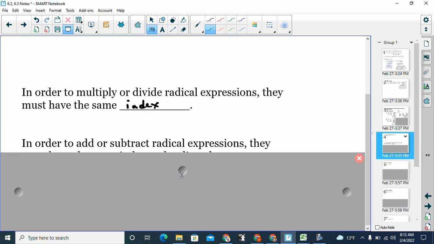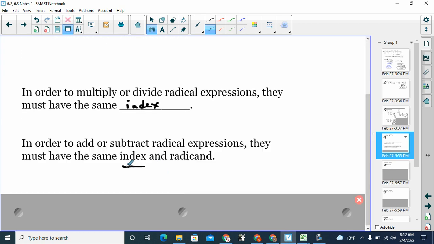In order to add or subtract, not only does the index need to be the same, but the radicand needs to be the same as well. The coefficients don't have to be the same. So I could do 5 times the cube root of 2 plus 2 times the cube root of 2. So the index needs to be the same. They both have to be cube roots, and the radicands need to be the same, the thing under the root. But again, the coefficients, the things out front, do not have to be the same.